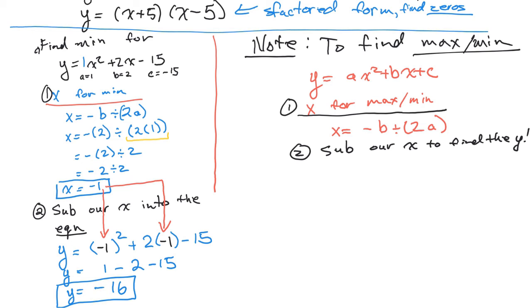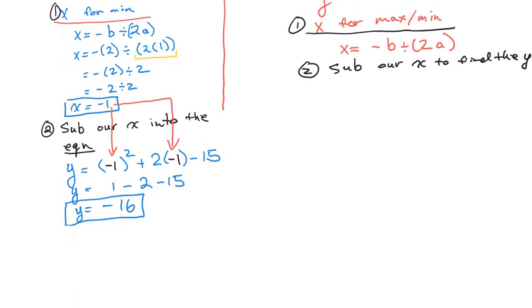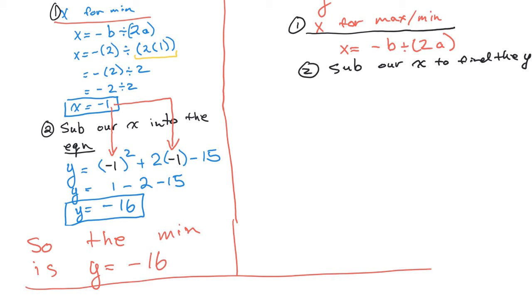Look at that. We didn't have to use Desmos or any graphing or anything like that. So you can now say the minimum is y is equal to negative 16. Instead of graphing, if you don't have the ability to graph, this is what you can do to find your max, your min.